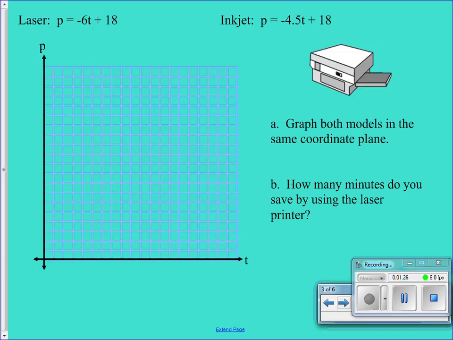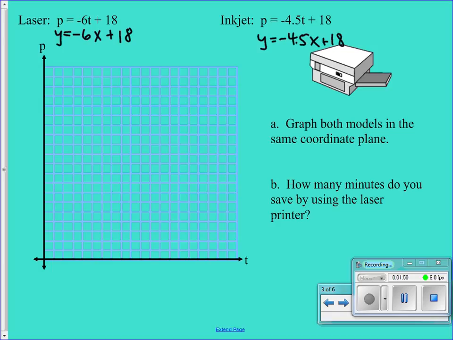This one is about the laser printer. P, which was our y, equals -6x plus 18. Now that's how many pages we print per minute. And from the total pages we have, which is 18, we decrease by 6 pages per minute. That's where that's coming from. Same thing with the inkjet. Y equals -4.5x plus 18.